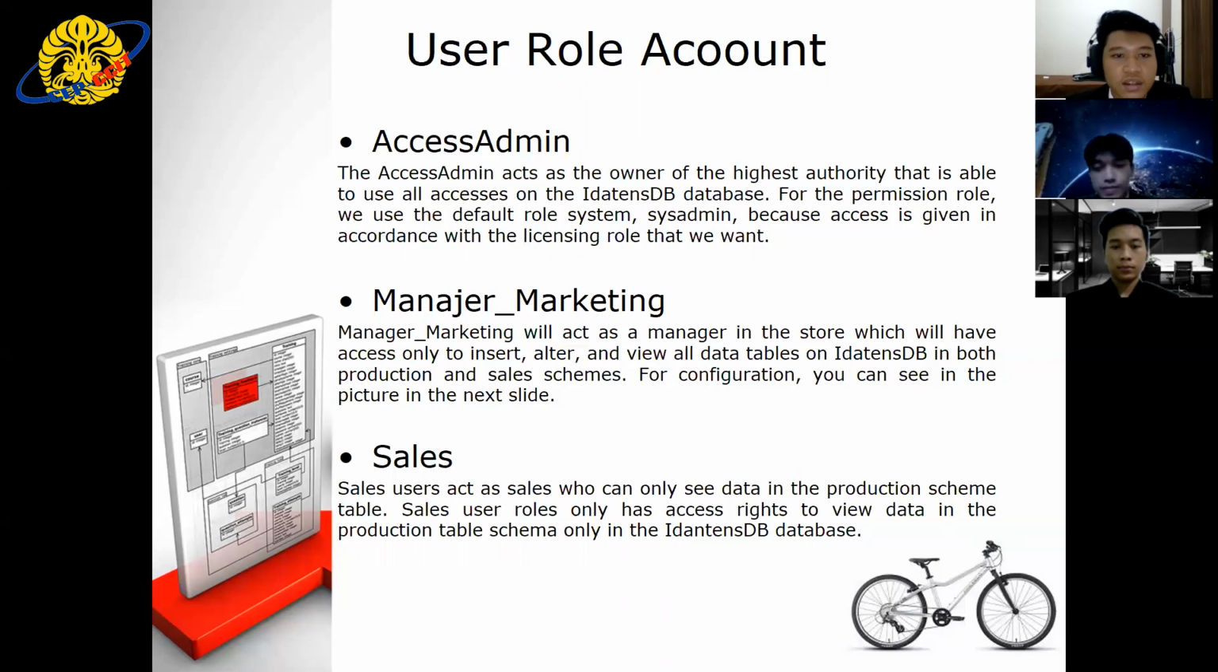And the last role is sales. Sales users act as sales who can only see data in the production schema tables. Sales user roles only have access rights to view data in the production table schema in the database IDATENS. Sales can only see the database from IDATENS and only see the contents of the tables, but cannot edit them.